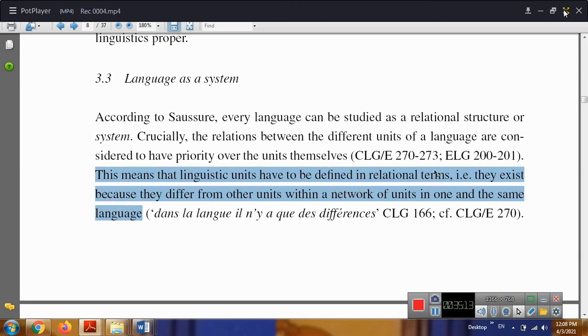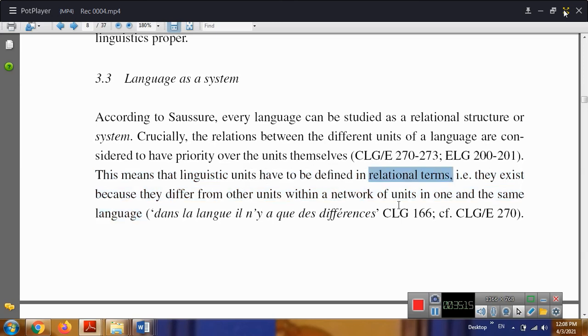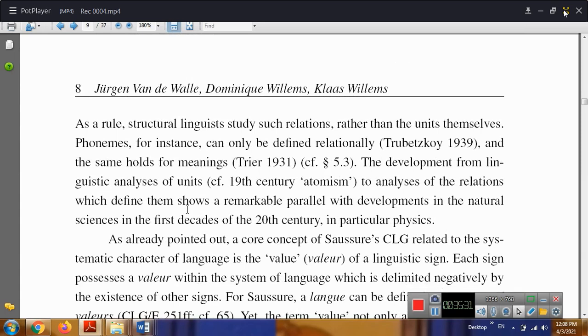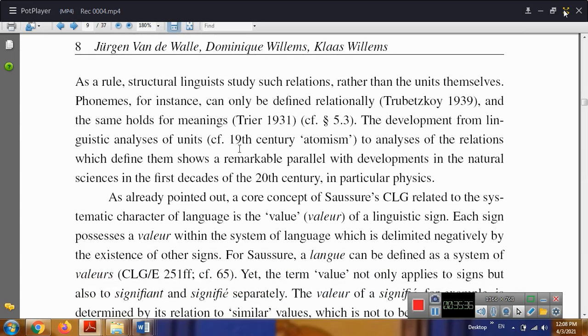What do we mean by language as a system? It means that linguistic units have to be defined in relational terms, because they exist only because they differ from other units within a network of units in one and the same language. It is the meaning of system.